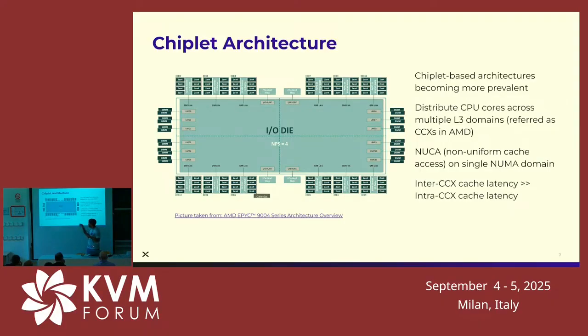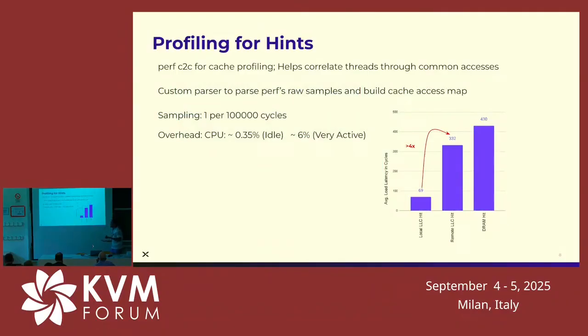Because these L3 domains are local to a set of cores, it creates a problem of non-uniform cache access, and the latencies can be quite significant. So, coming back to the problem, now that we have this information, the next thing was profiling. As we said, the inter-cache latencies can be very high, and that's what we observed with this experiment.